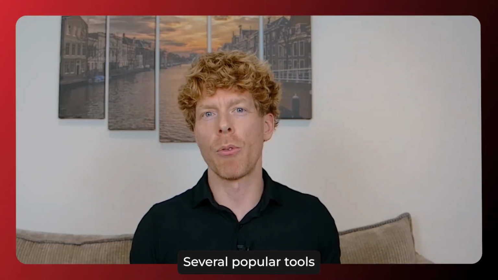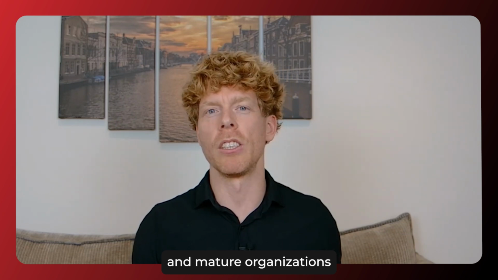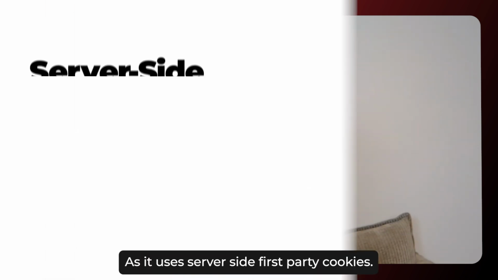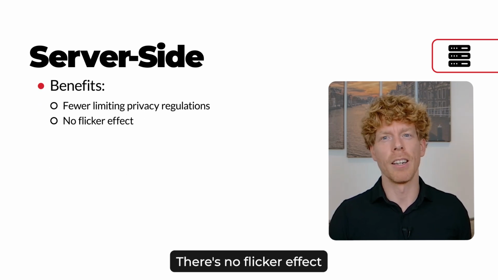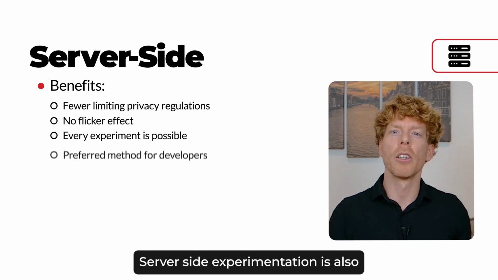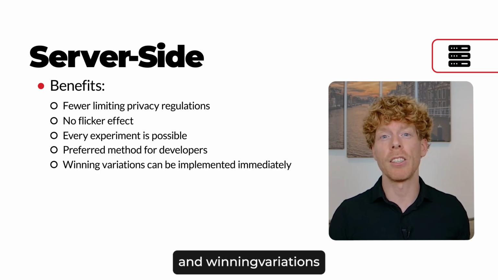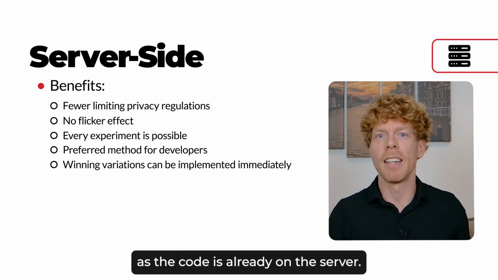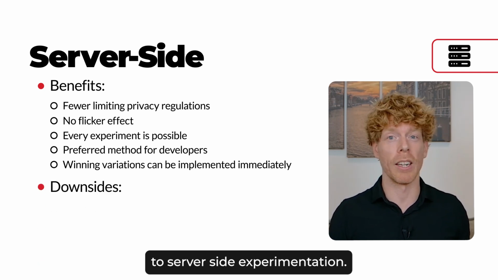Server-side testing is therefore becoming more and more popular. Several popular tools like Optimizely, Convert, and VWO already have a server-side solution. And mature organizations only test server-side. As it uses server-side first-party cookies, there are fewer limiting privacy regulations. There's no flicker effect, and every experiment is possible, even the complex ones. Server-side experimentation is also the preferred method for developers, and winning variations can be implemented immediately as the code is already on the server. Of course, there are also some downsides to server-side experimentation.